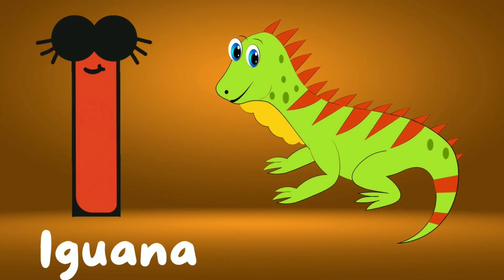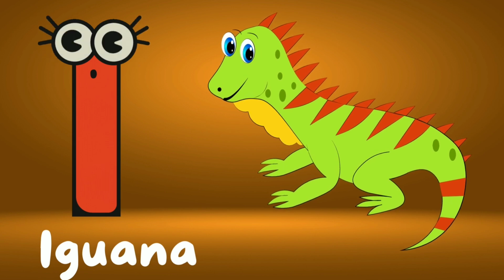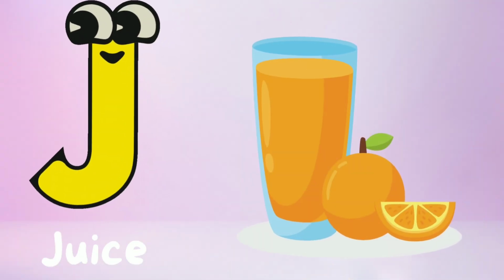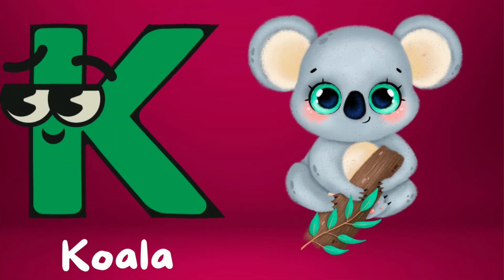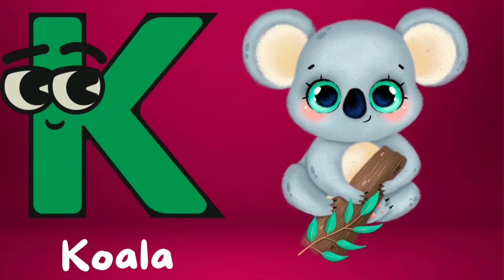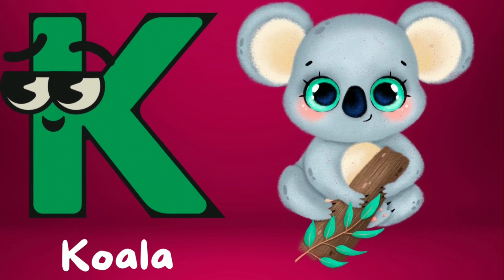I for iguana, ding ding ding. J for juice, ding ding ding. K for koala, ding ding ding.